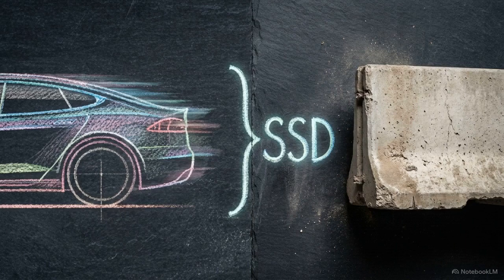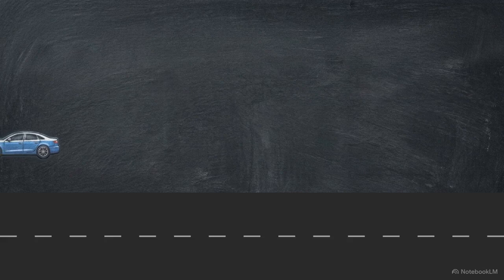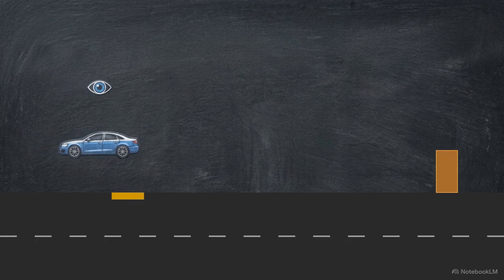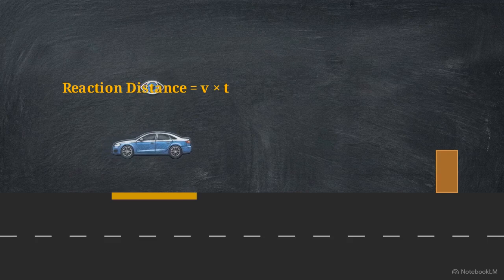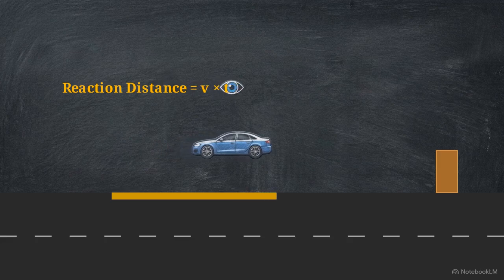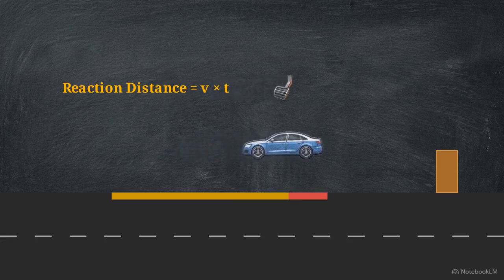Stopping sight distance, or SSD, is the absolute minimum distance a vehicle needs to come to a complete halt before striking a stationary object. The physical act of stopping involves 2 distinct kinematic phases. The first is reaction distance. While the driver's brain is processing the obstacle and moving their foot to the brake pedal, the car continues traveling at its initial velocity. We calculate this distance simply as velocity, v, multiplied by the reaction time, t.